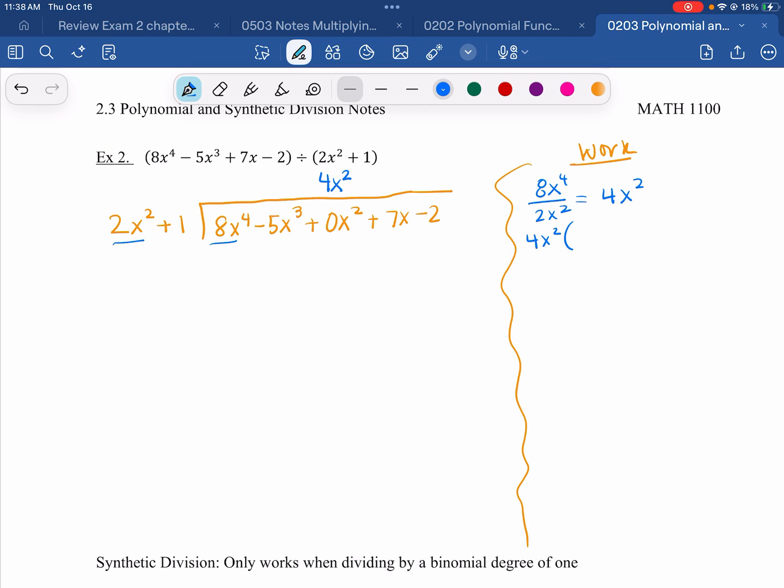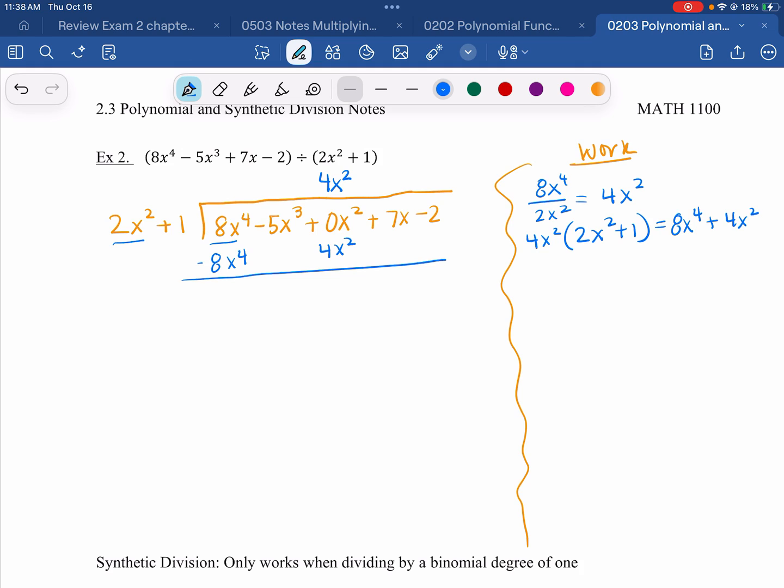Take your 4x squared. You're multiplying it by what? Your divisor, 2x squared plus 1. 4x squared times 2x squared is 8x to the fourth. 4x squared times 1 is 4x squared. So here's 8x to the fourth. I'm coming all the way over here to put 4x squared underneath that one so they line up.